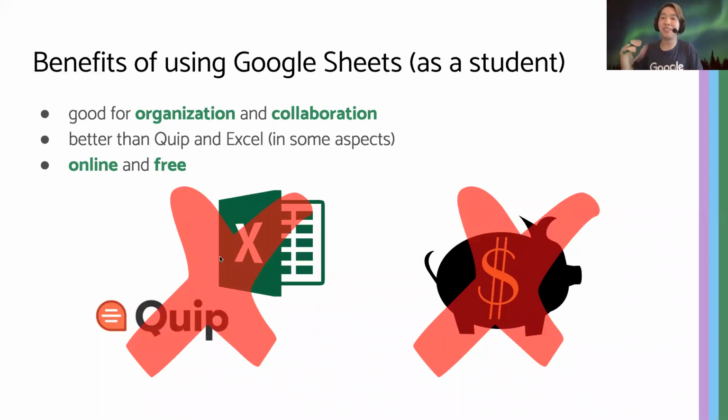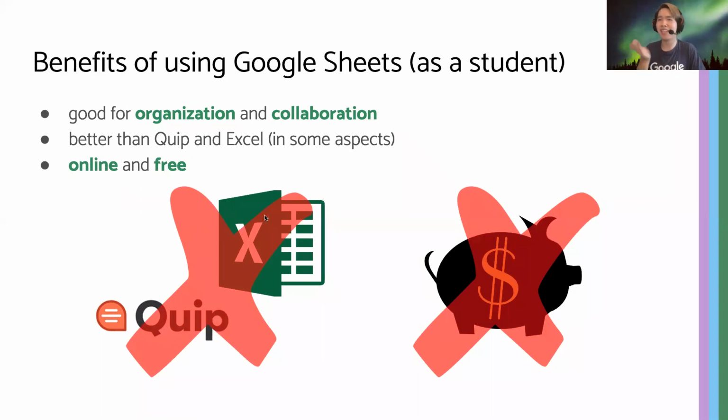So the benefits of using Google Sheets as a student, especially in your time right now, is that it's really good for organization and collaboration. If you have any team projects, or if you are working in a club and you need to organize some things real quick, then Google Sheets is really good for that, since it allows everyone to be on the same page and show visually. It's better than its other competitors in some aspects.